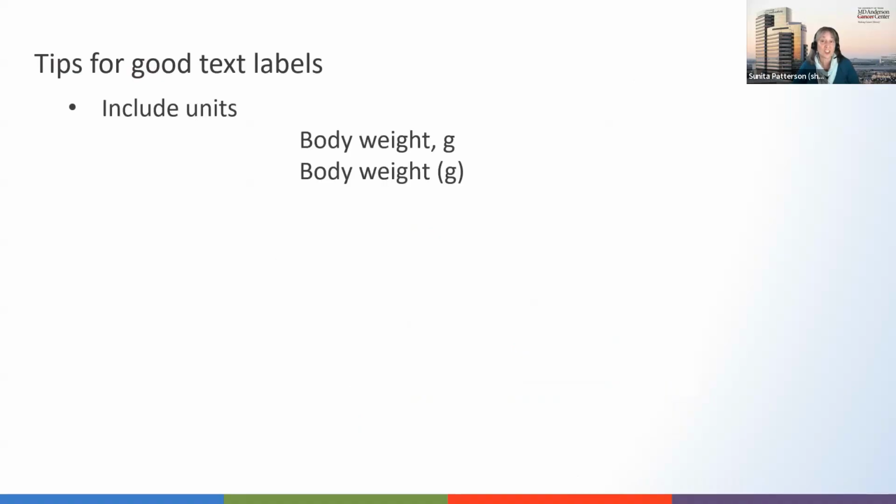Here are a few additional tips for the text labels on figures. If axis labels describe measurements, indicate the units. In this example of an axis label, two acceptable styles of presenting grams are shown, with a comma or with parentheses.